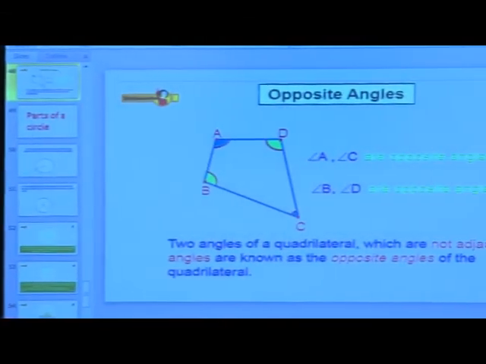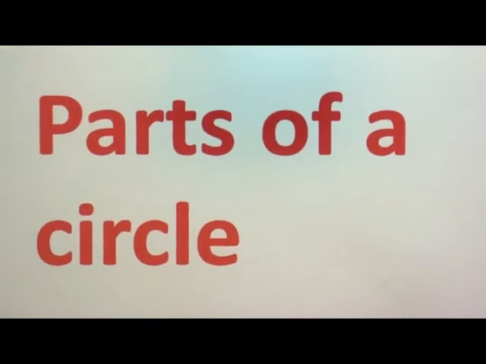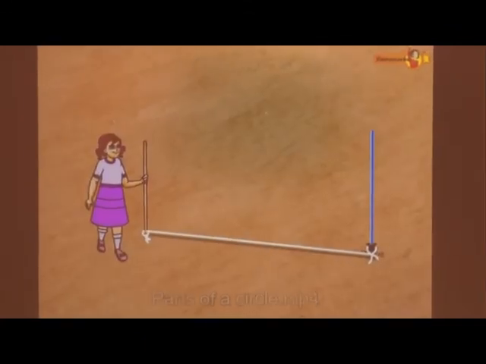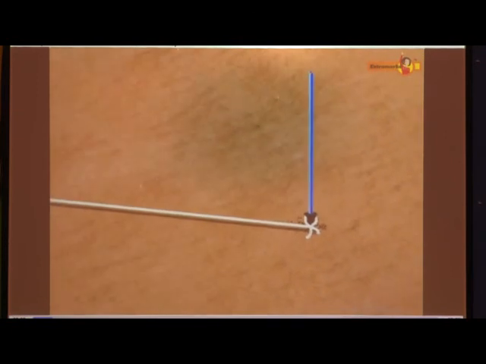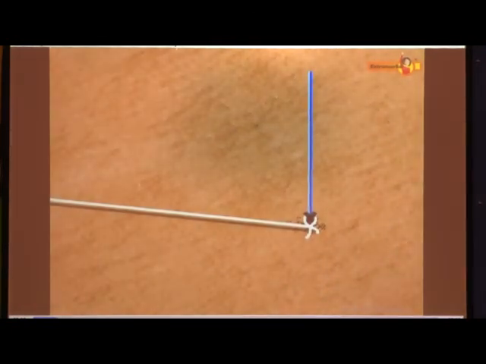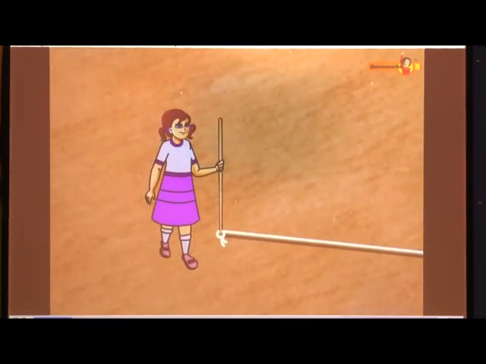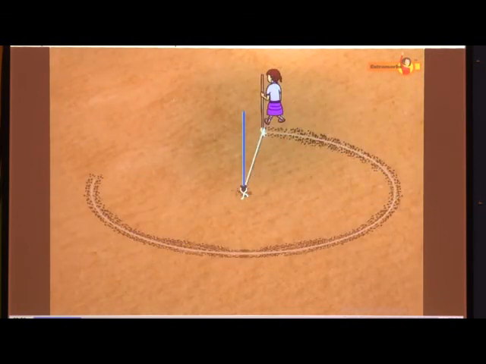Now, let us move towards the next concept, parts of a circle. Before going to these parts of a circle, let us see a small video. Parts of a circle. Let us perform an activity. Take a rope and make a loop at one of its ends. Place it over a spike fixed in the ground as shown. Tie a stick at the opposite end of the rope. Now, keep the rope taut and move the stick around the spike.